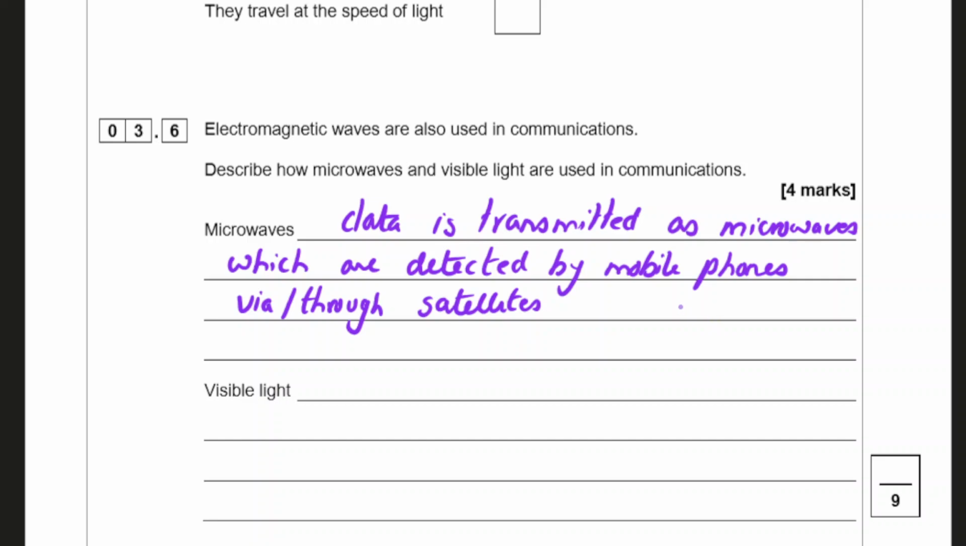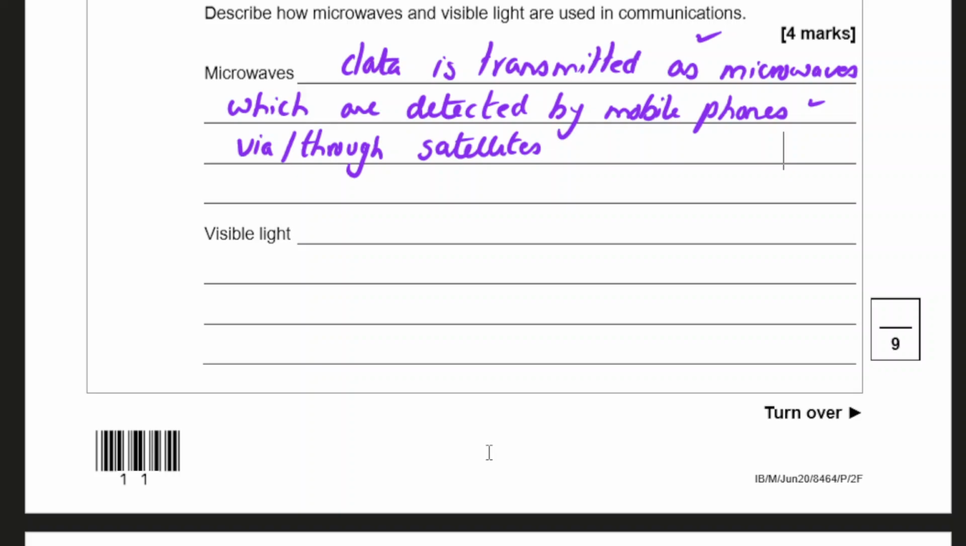For 4 marks, for each of them, you need to give 2 points. So this is your first point. Data is transmitted as microwaves. And the second point is to say which are detected by mobile phones. So how do we actually use visible light in communication? Well, visible light can be sent in optical fibers to transfer information through the internet.